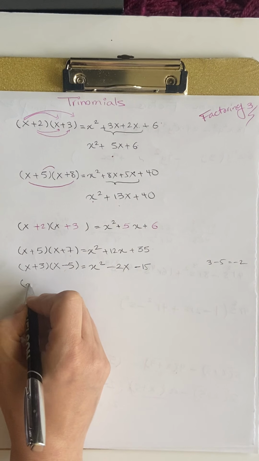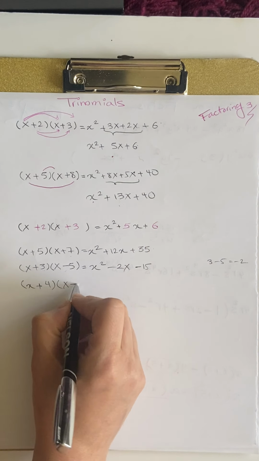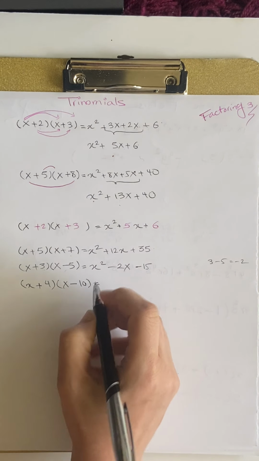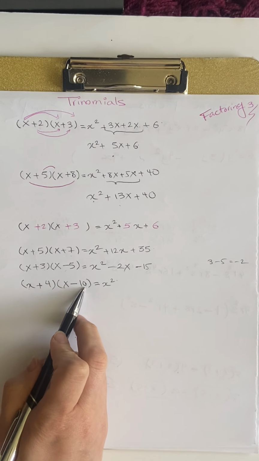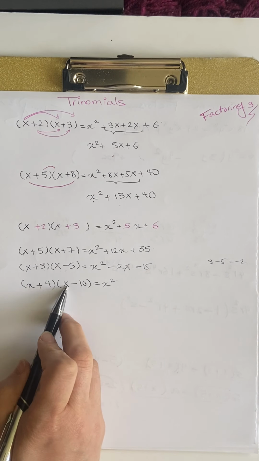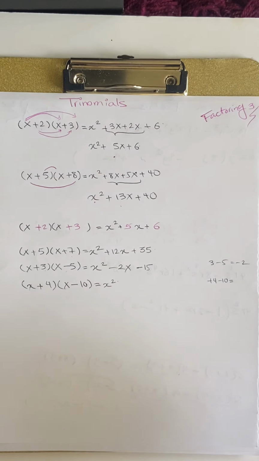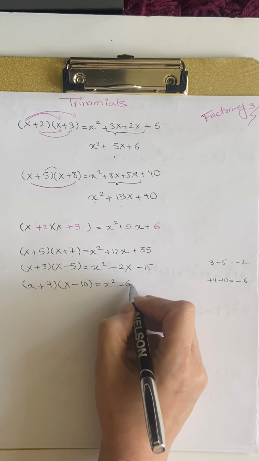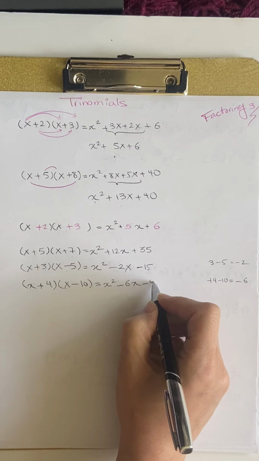Let's do another one. X plus 4 times x minus 10. X and x, x². X and negative 10 and x and 4, that is 4 plus negative 10. What's the answer there? Negative 6. So negative 6x. And for the last term, just multiply them. Negative 40.